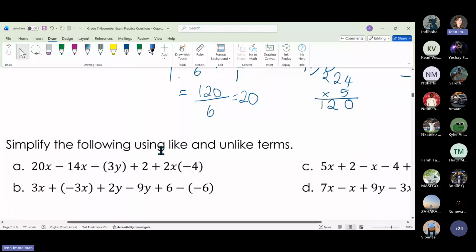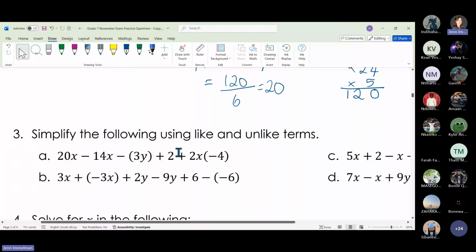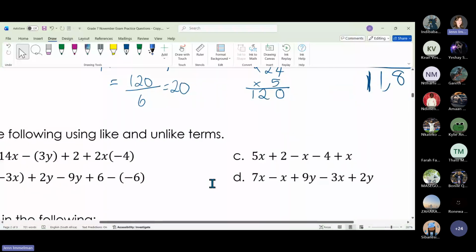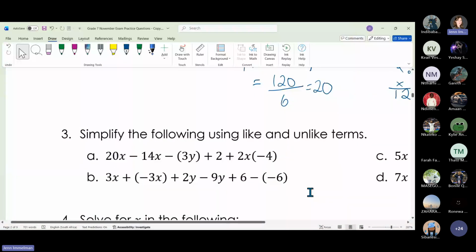Simplifying using like and unlike terms. So here, I'm only going to look at number A, because A is the hardest one from here, but the one in your exam will be easier than this. So if you can do A here, you will be fine for the exam. Okay, so let's look here. Firstly, I have some brackets, so I know that I need to do something. It's not just straightforward like C and D. There are brackets, meaning there are relationships or calculations.